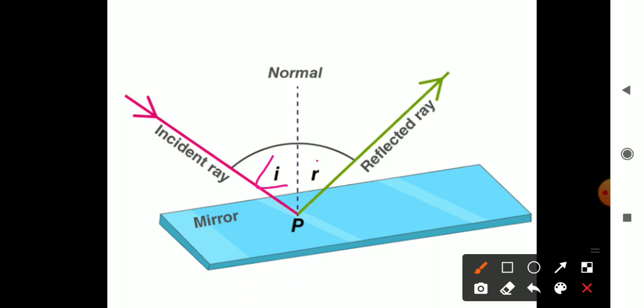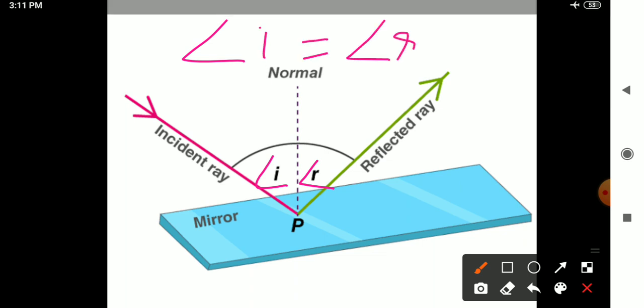Next is angle R. This is the angle of reflection. The angle of reflection is the angle between the reflected ray and the normal. So in this case, angle I is called the incident angle, and angle R is the angle of reflection. The angle I is equal to angle R. That means the incident angle is always equal to the angle of reflection.